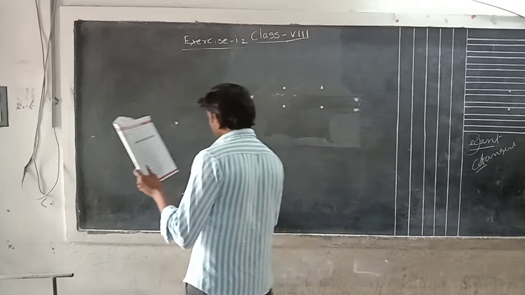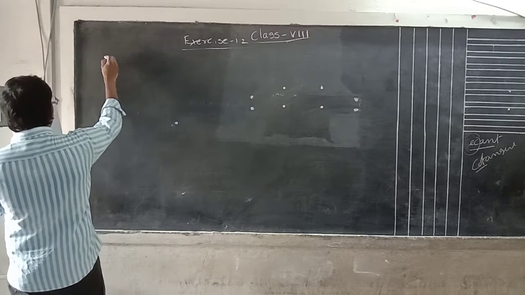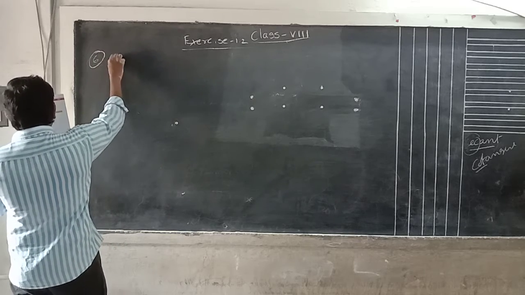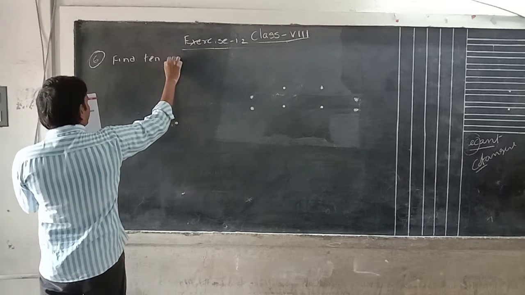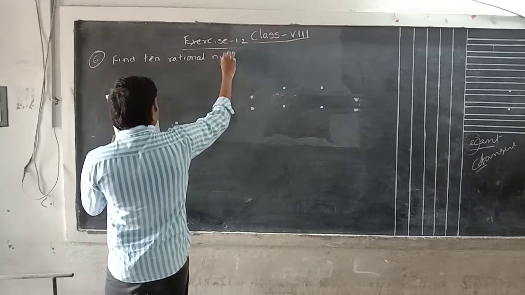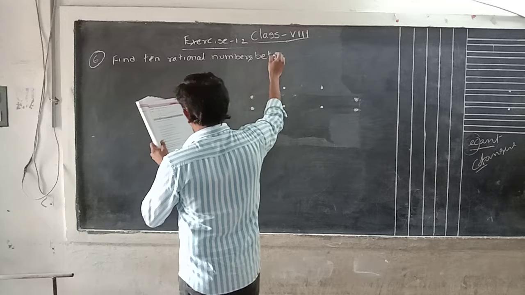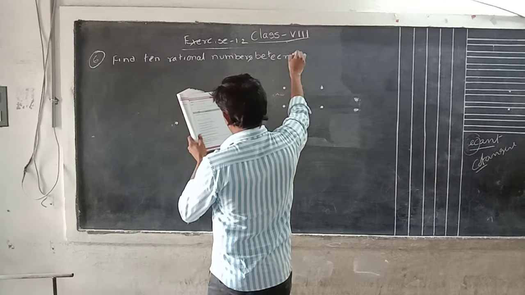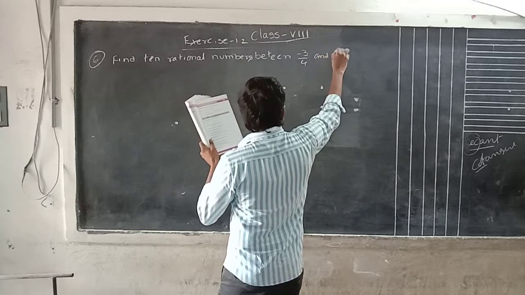What is the sixth question here? Write 5 to 10 rational numbers between minus 3 by 4 and 5 by 6.